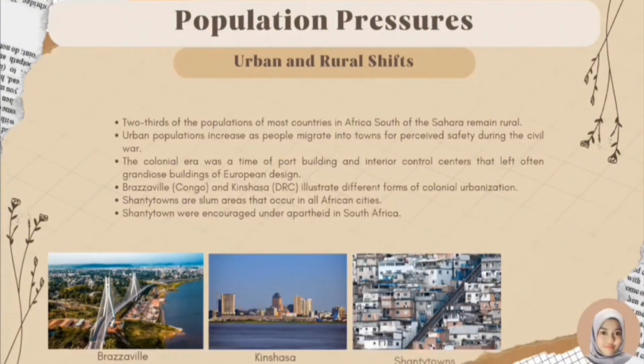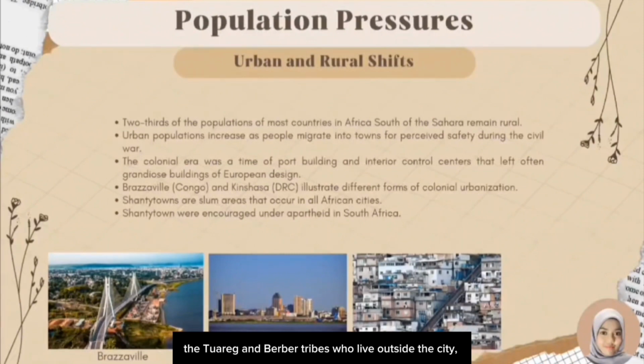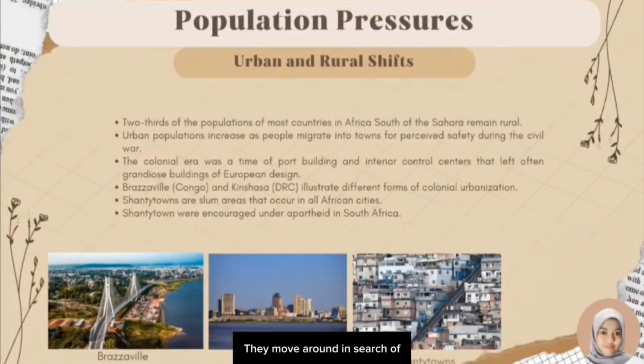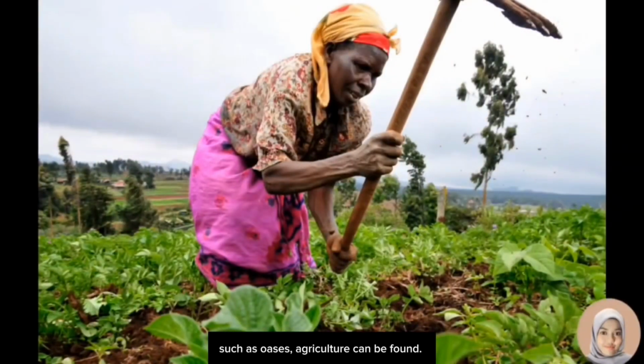Some groups in the Sahara, such as the Tuareg and Nuer tribes, who live outside settlements, adhere to a nomadic lifestyle or pastoralism. They move around in search of pasture for their livestock. In some areas that have water resources, such as oases, agriculture can be found. This agriculture sometimes uses traditional techniques to overcome water limitations.